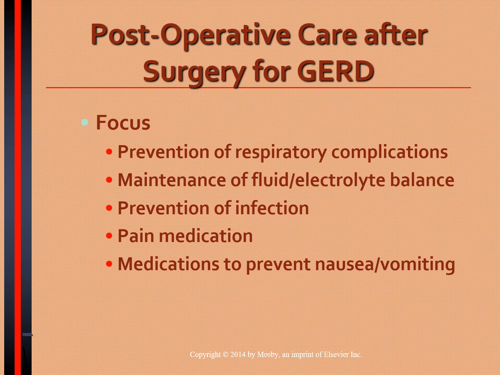Prevention of respiratory complications, so small percentage of patients actually experience complications, which really can be anything from gastric or esophageal injury, splenic injury, pneumothorax, perforation, bleeding, infection, bloating, and pneumonia. So we're going to try to prevent those. We're going to look at maintenance of fluid and electrolyte balance, prevention of infection, pain medications, and medications to prevent nausea and vomiting.